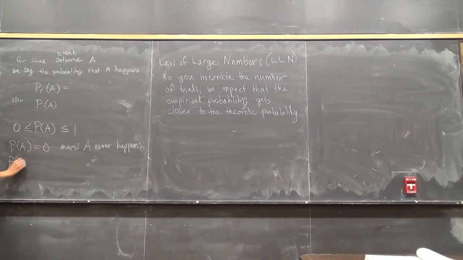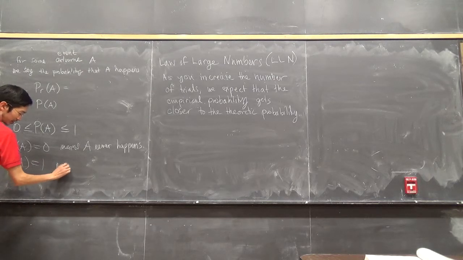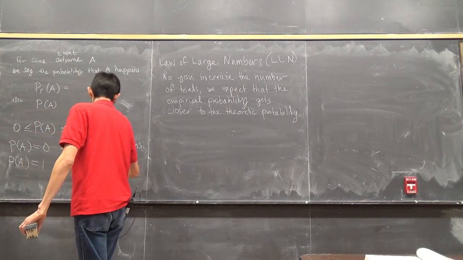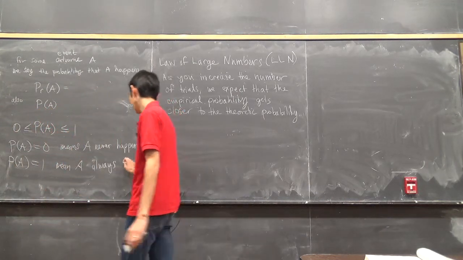And on the other hand, probability A equals 1 means A always happens. Again, a literal and not hyperbolic use of the word. Always happens.